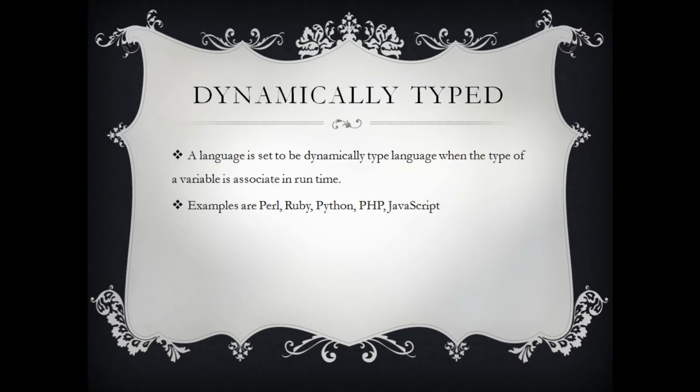Now let's move to the dynamically typed language. In a dynamically typed language, the type of a variable is associated at runtime. So the type is not associated at compile time, but is decided at execution time. Examples of dynamically typed languages are PHP, Perl, Ruby, Python, JavaScript, and so on.